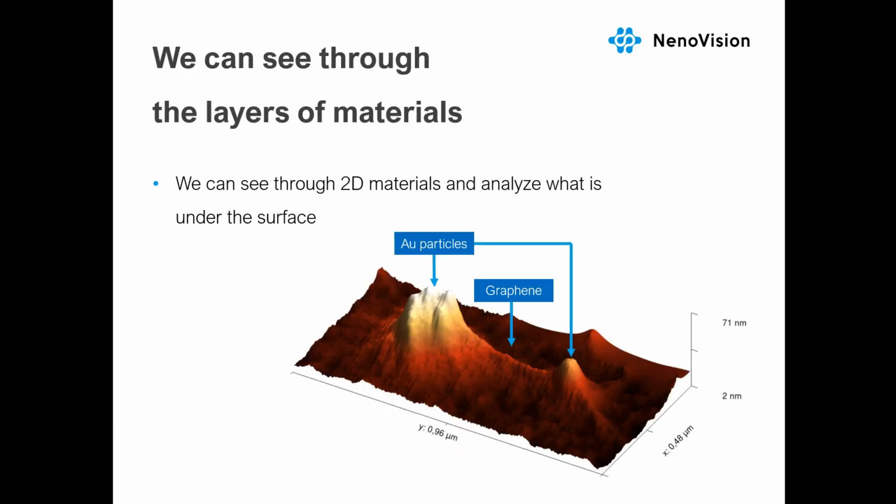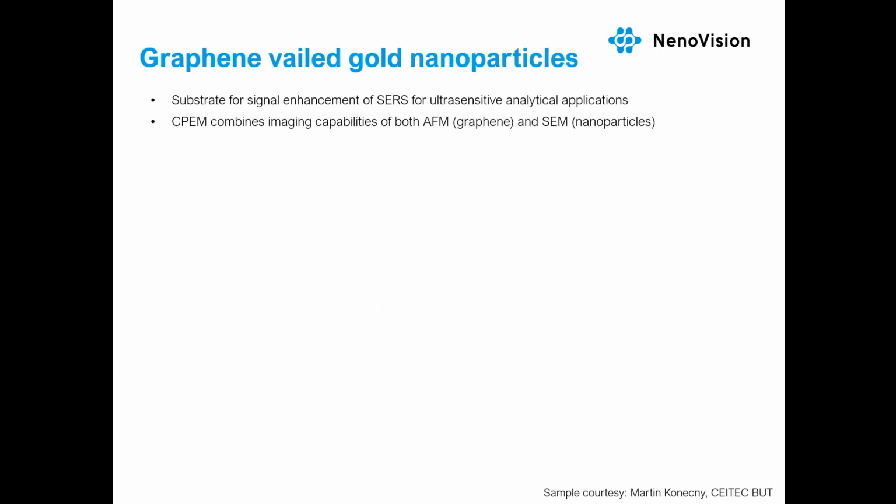In this last application example, graphene was used for surface enhanced Raman spectroscopy, shortly SERS, boosting the Raman signal for ultra-sensitive analytical applications. This application falls within the category of 2D but also 1D materials. It represents another example where the connection of AFM and SEM complements each other.